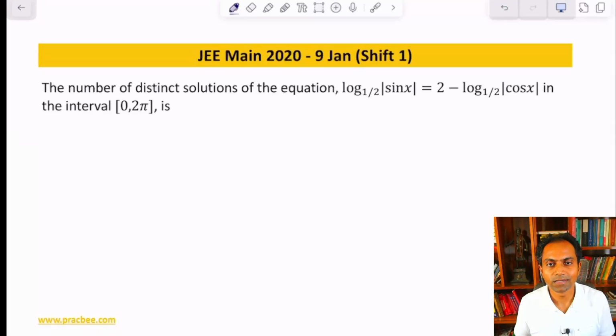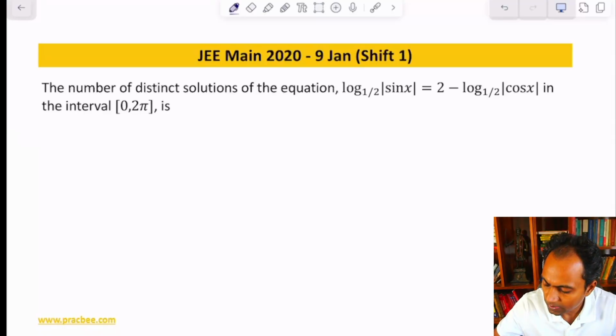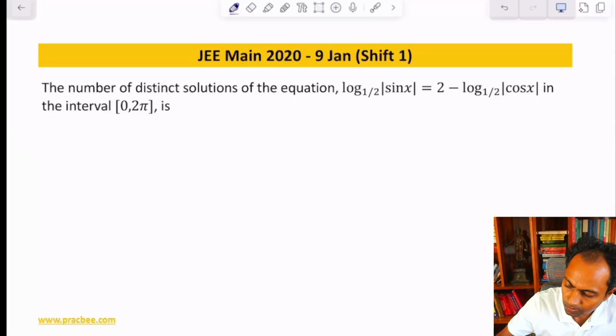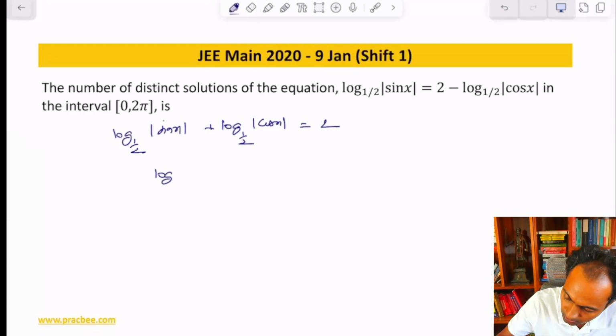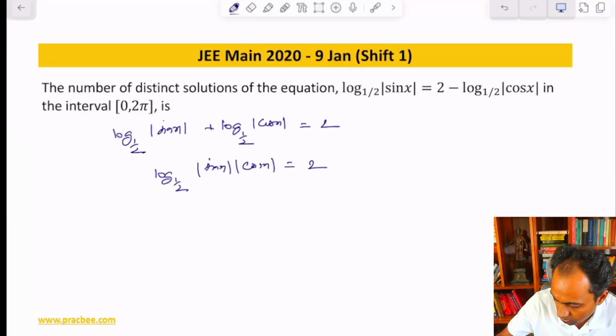But in this case, what we are going to do is simply take both the log terms on the same side and apply the property of log. What we have is log of mod of sin x to the base 1 by 2 plus log of mod of cos x to the base 1 by 2 is equal to 2. After applying the property of log, this becomes log of mod of sin x mod of cos x is equal to 2. So what we are getting is mod of sin x into cos x.